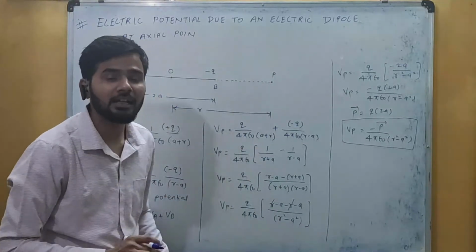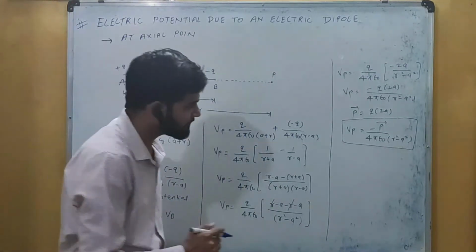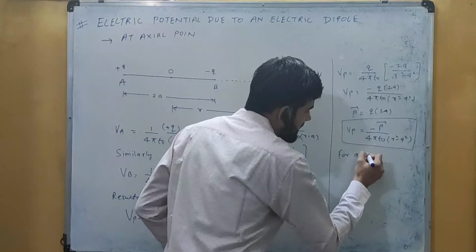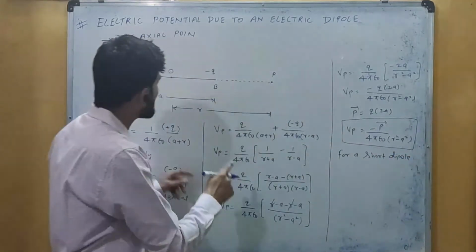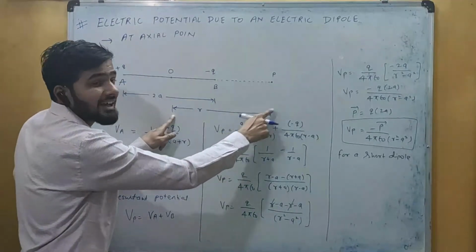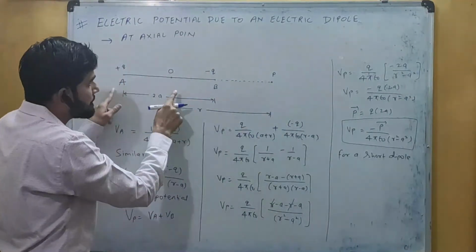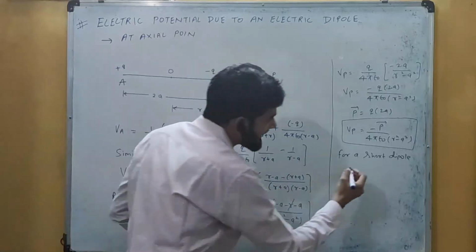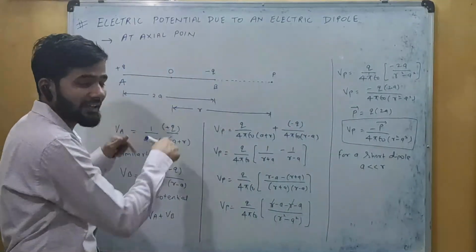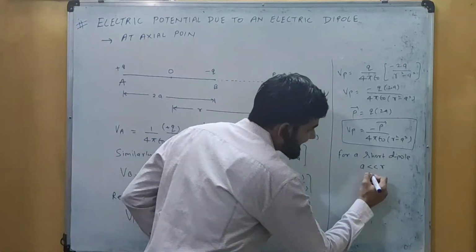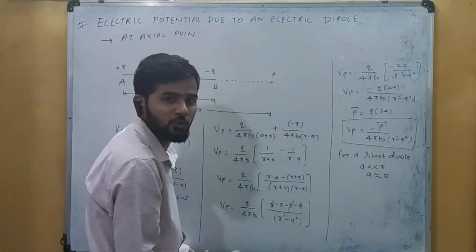लेकिन यहीं पर अगर हमारे पास एक शॉर्ट डायपोल होगा, then for a short dipole, अगर यहाँ पर डायपोल शॉर्ट है, इसका मतलब जो डिस्टेंस r है that is very large as compared to this distance a. So I can write a is very less than r. This distance a is very smaller, so I can neglect this a and I can write this a is equals to 0.